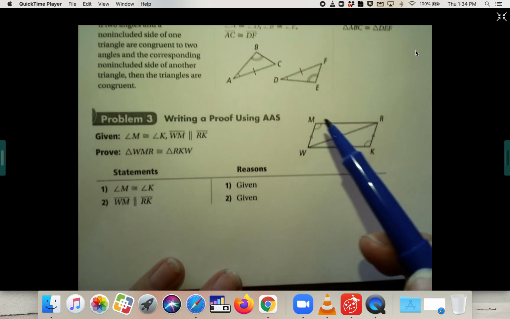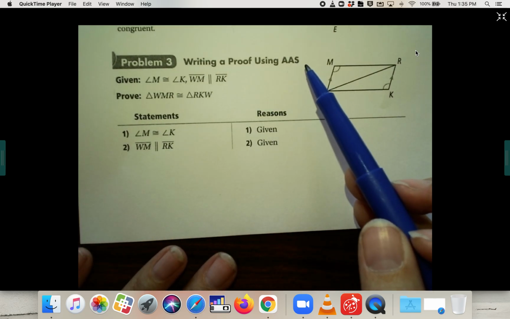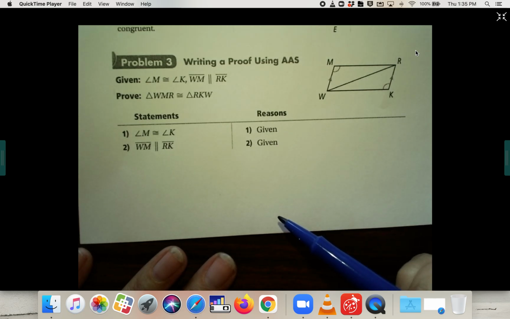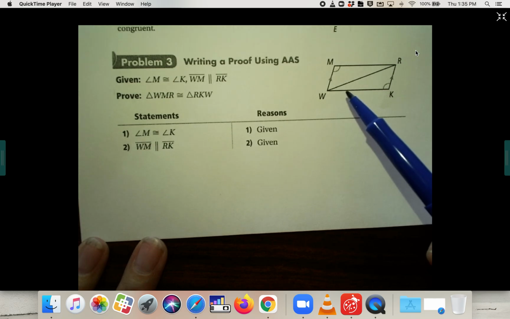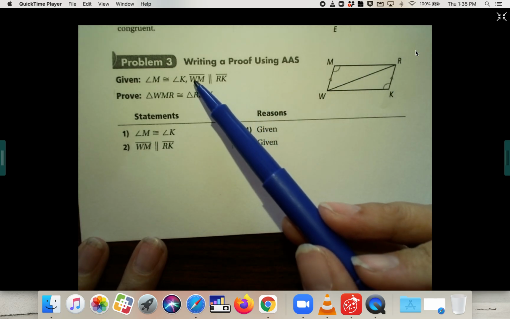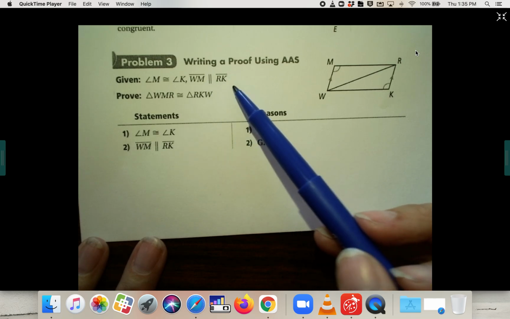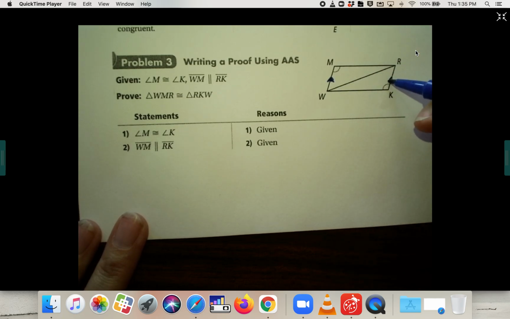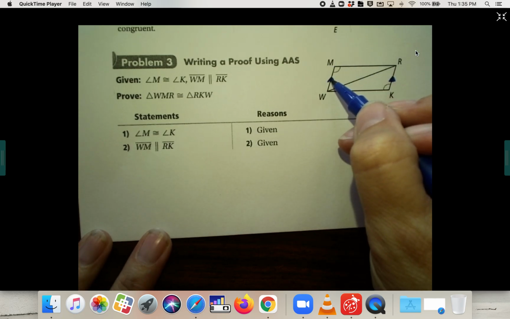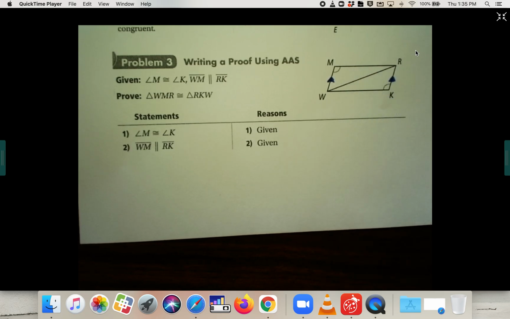Okay, so let's look down here if we were to write a proof using angle, angle, side. So we have statements on one side, reasons on the other, and they've already marked up everything that is given. So angle M and angle K, they're already marked up. Side WM is parallel to RK. Those are kind of hard to see, but those are parallel lines right here. And now we're just trying to prove that this triangle is congruent to this triangle. So let's try to prove it.